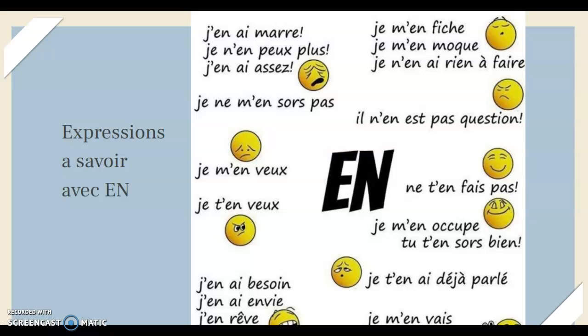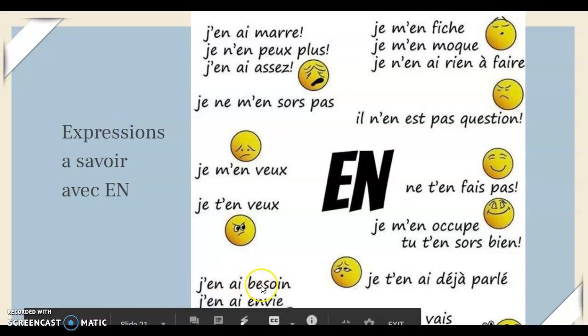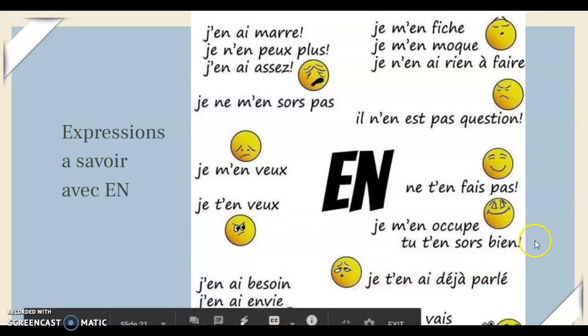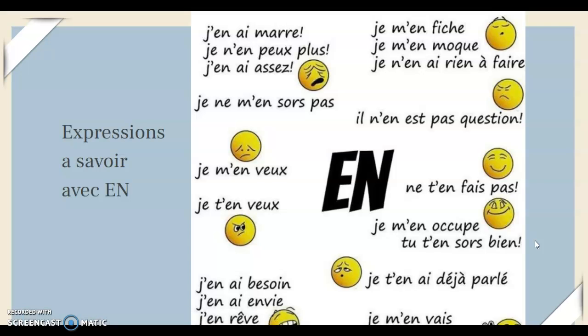So here are some of my most common expressions here. J'en ai marre, right? I'm fed up with it. Je m'en fiche, we've seen that one. I don't care about it. J'en ai besoin over here. I have a need of it, or I need it. Right underneath it, j'en ai envie. I feel like it. Oui. And right over here, je t'en ai déjà parlé. I already spoke to you about it. Okay? Je t'en parle.